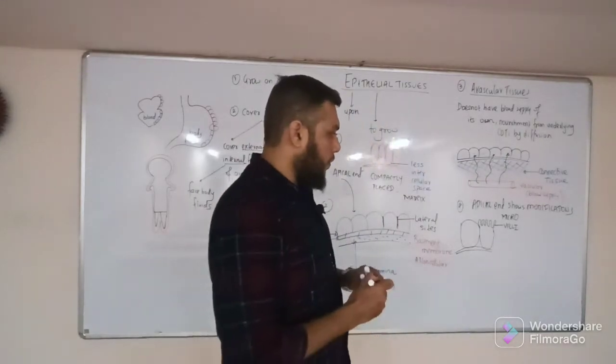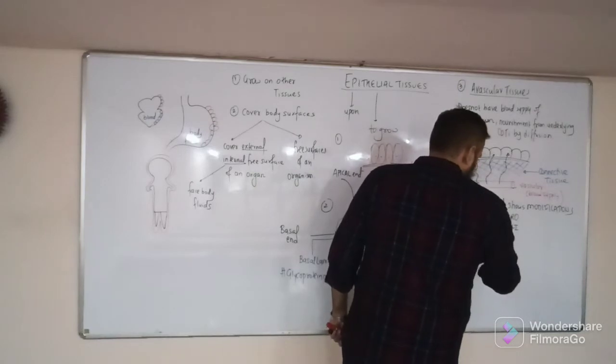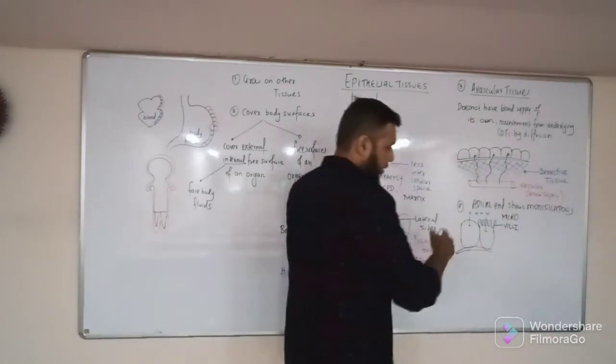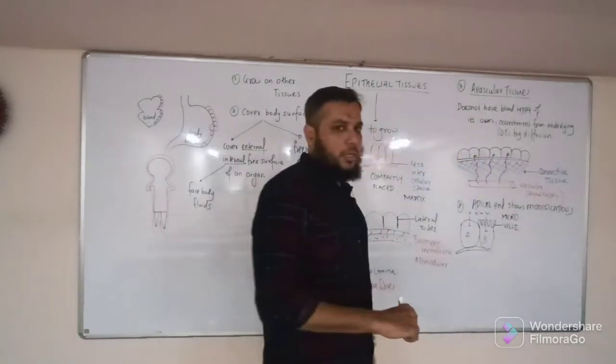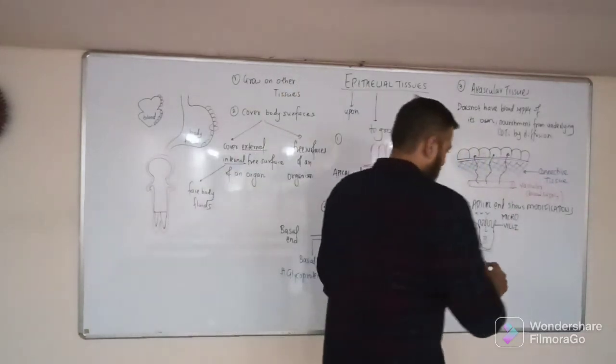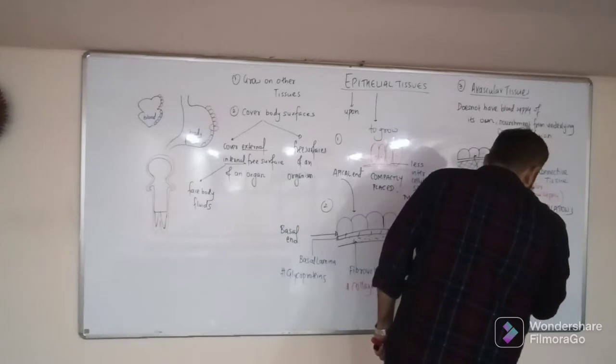And what is the advantage of having these microvilli? Just imagine there is a substance called X. Who will be able to take in more amount of X, cell A or cell B? It will be cell B, because cell B has a greater surface area.